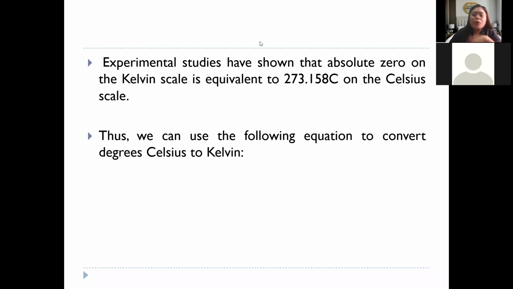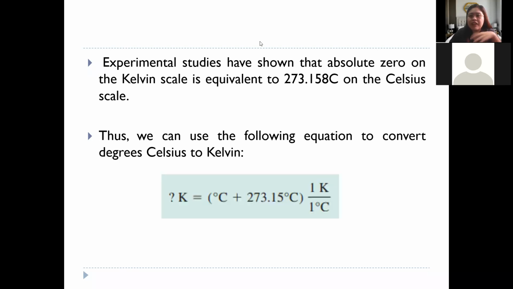That is the reason why, when we want to convert between Kelvin and Celsius, you have this formula. Kelvin is equal to degrees Celsius plus 273.15 degrees Celsius times 1 K divided by 1 degree Celsius. But actually, we can omit this one. We can already use this: Kelvin is equal to degrees Celsius plus 273.15.